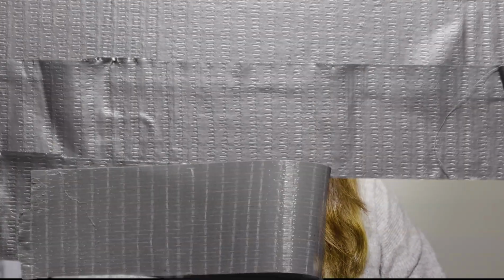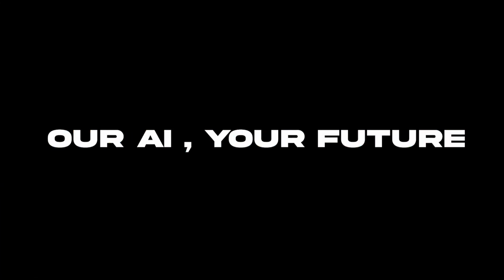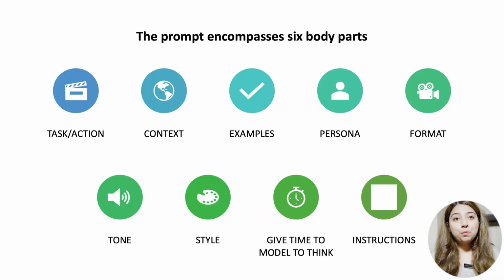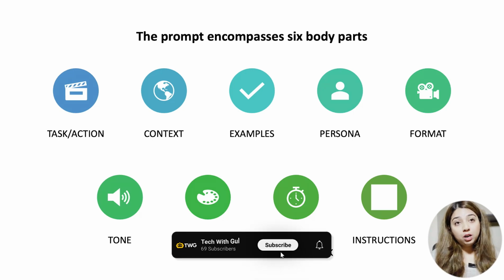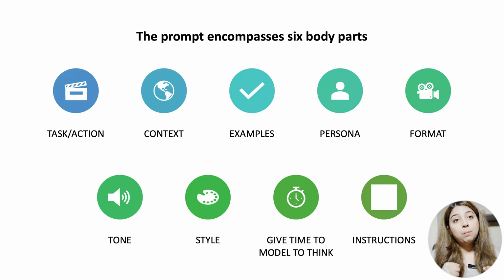So today I'm going to talk about how to draft a perfect prompt to extract most of the information from ChatGPT or any other generative model. As you can see on my screen, I have talked about the 6 body parts of the prompt. A prompt should be composed of these body parts, and whenever you're writing a prompt, you should know that these parts are essential to generate a perfect prompt.